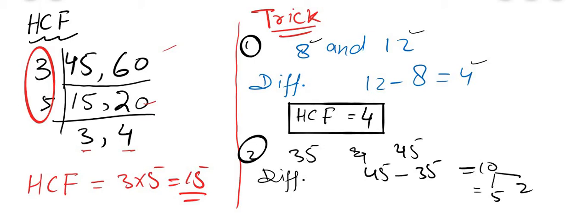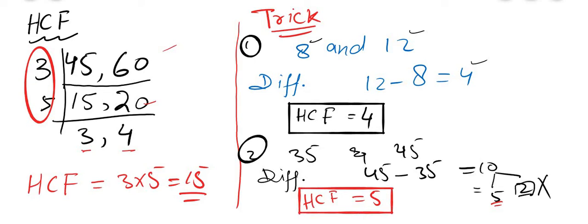Now check whether 2 can divide the given numbers. 35 cannot be divided by 2 and 45 also cannot be divided by 2. So if not even a single given number can be divided by it, discard this number, cancel this one. Now check the second number. 35 can be divided by 5 and 45 is also divisible by 5. So it means our HCF for this part equals 5.